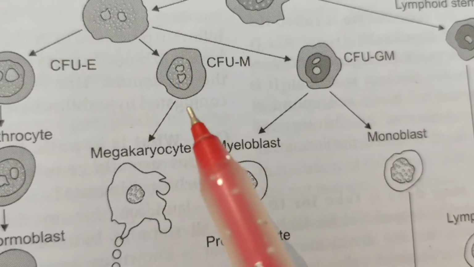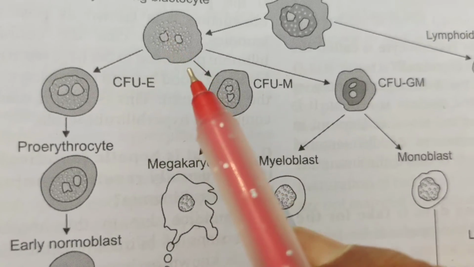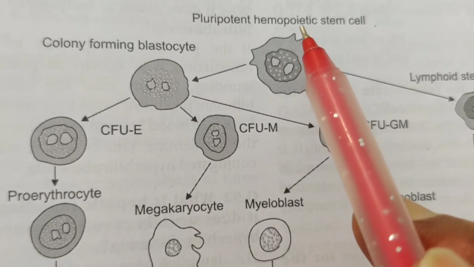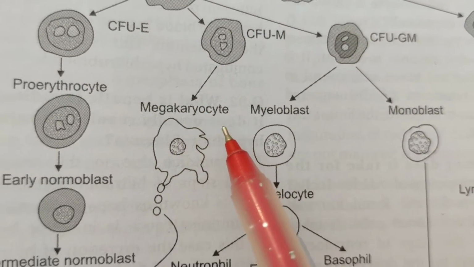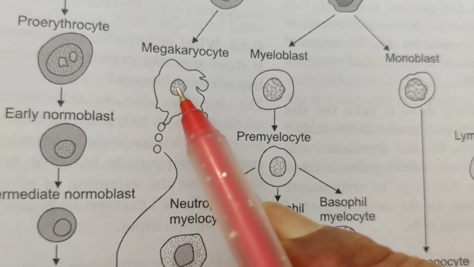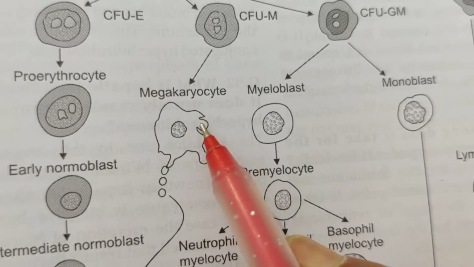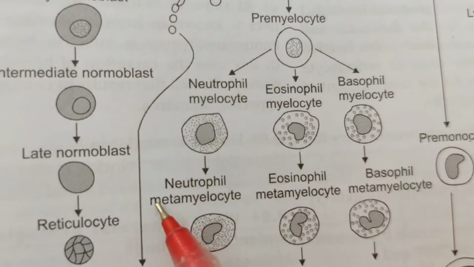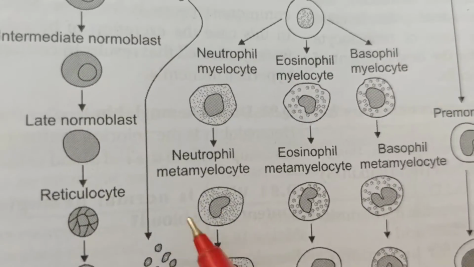Coming to the other cell formation, of platelets. From the hemopoietic stem cell itself, megakaryocytes are produced. Megakaryocytes means large giant size nucleus cells. Then it forms platelets by fragmentation.